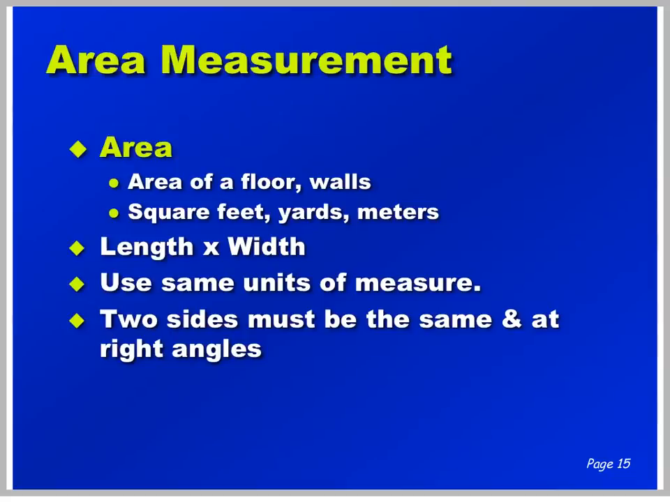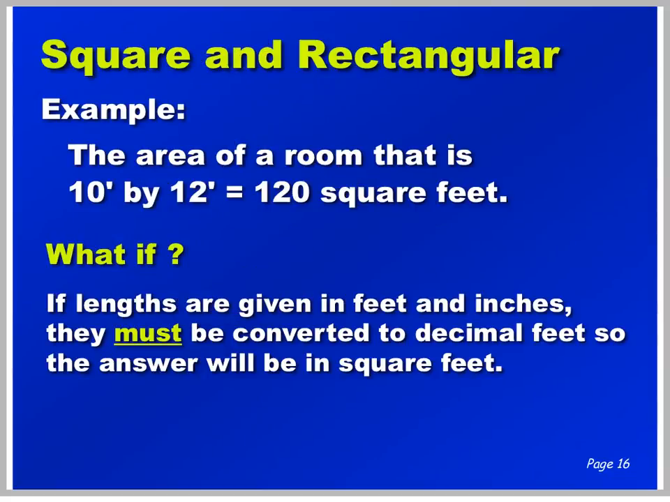Figure in area measurements. Most people understand this from grade school. The most important thing to keep in mind is being consistent with your units, such as square feet, square yards, etc. The area of a rectangle or a square is simply length times width. For example, 10 foot by 12 foot equals 120 square feet.